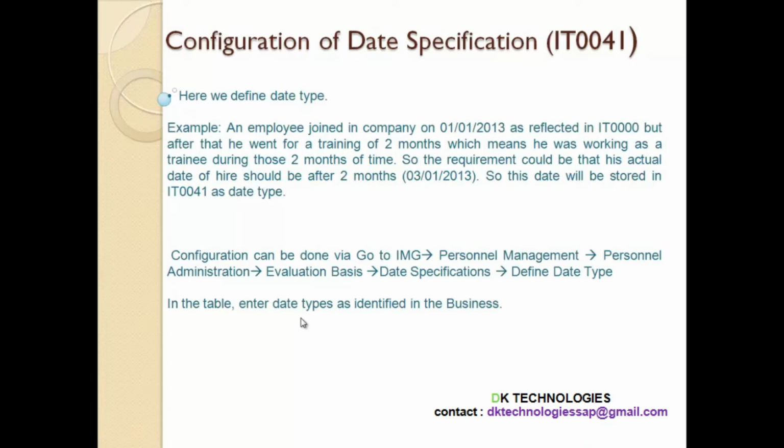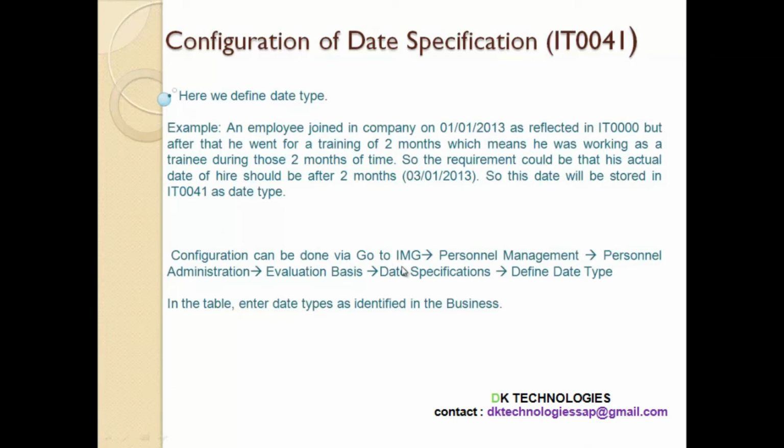So an employee joined a company on 1st of January 2013, but after joining he went for a training for 2 months. Means he was working as a trainee during those 2 months. So now the business requirement could be that his actual date of hire should be after 2 months. So this sort of dates which are deviating will be stored in infotype 41 as a date type. I'll show you practically how to configure the date type.